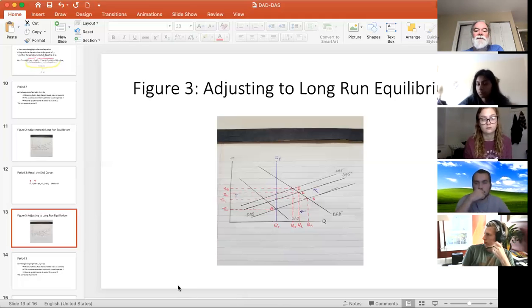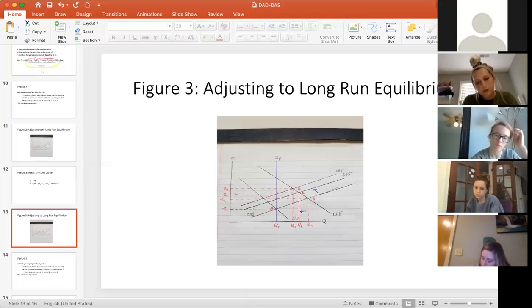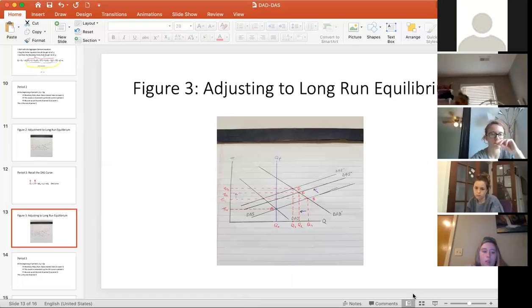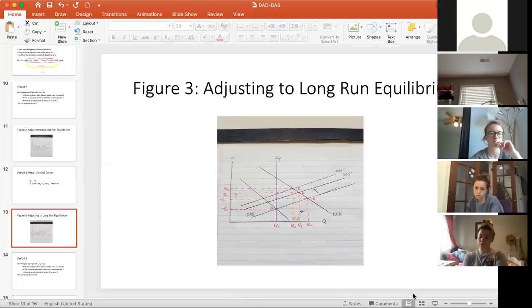So at the beginning of the next period, what do people discover? Lillian? That inflation is still higher. Yes, they do. And so how do they respond to that? Their inflationary expectations are increased. That's correct. And when they do that, what happens to the DAS curve? It'll shift up again. Yes, it will. Okay, everybody see that?